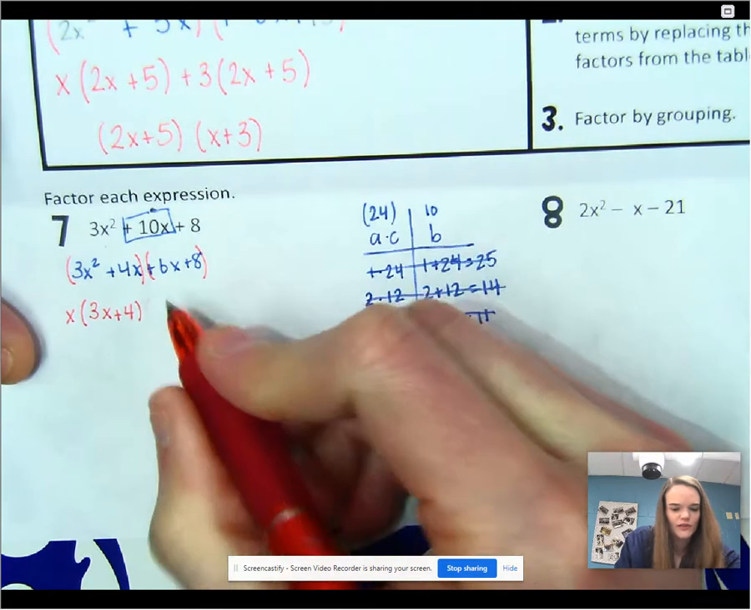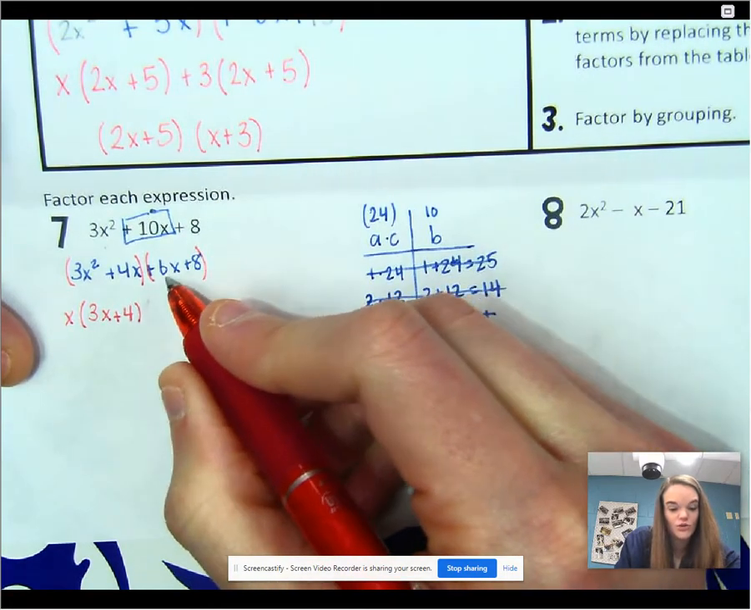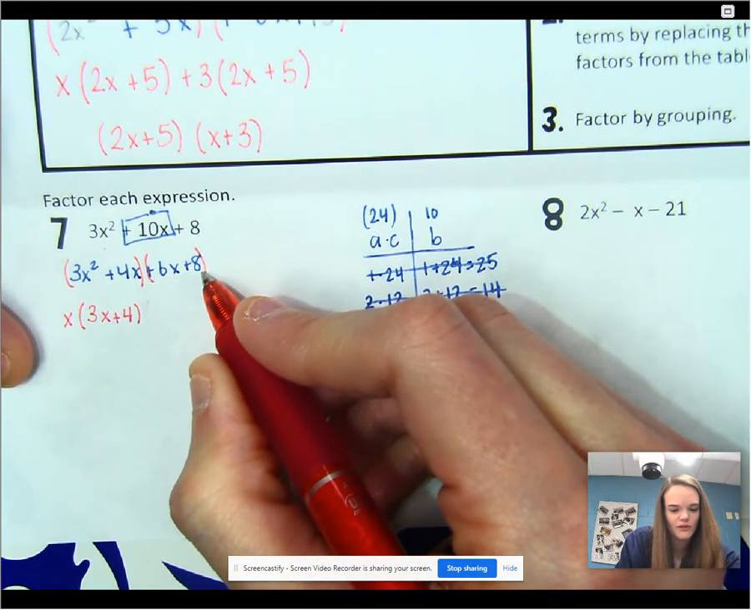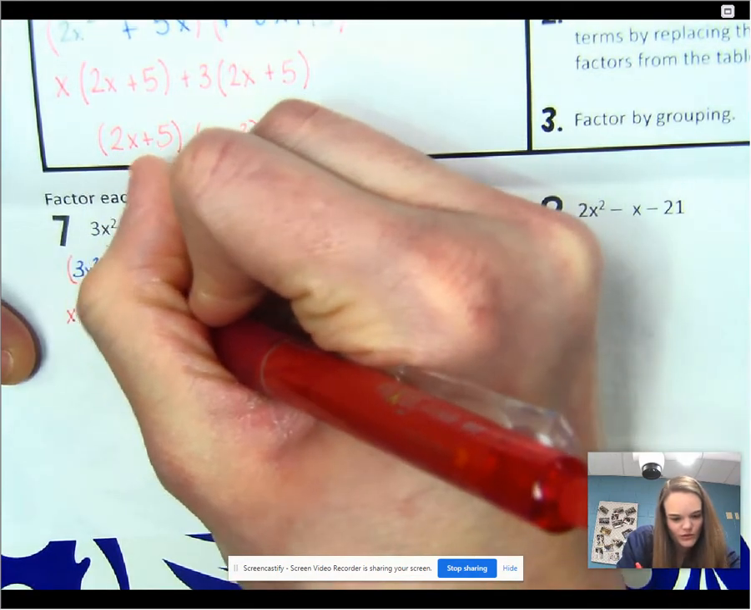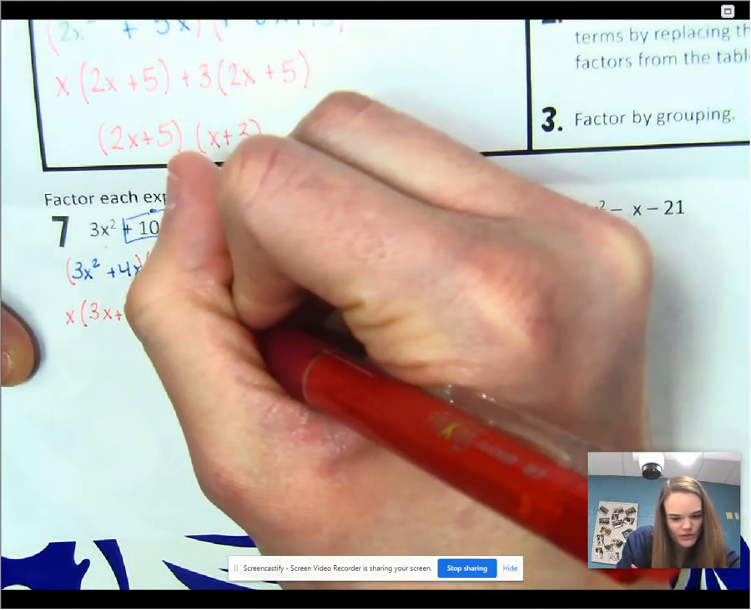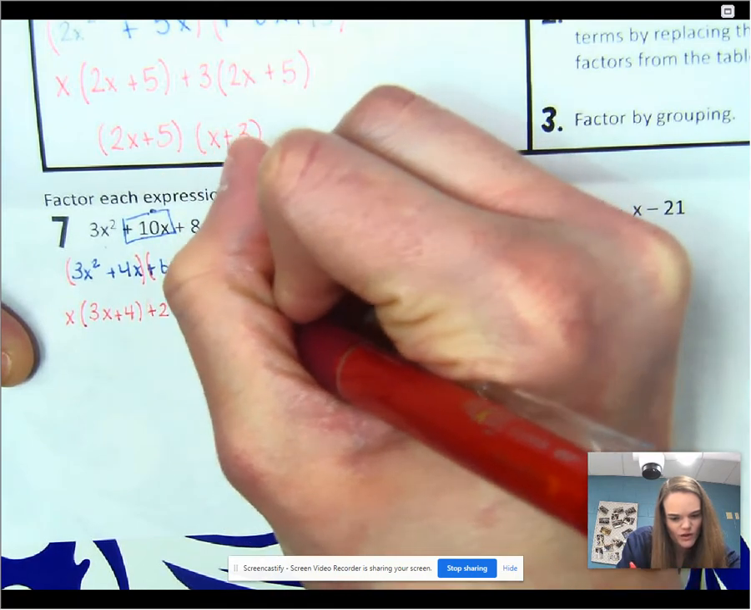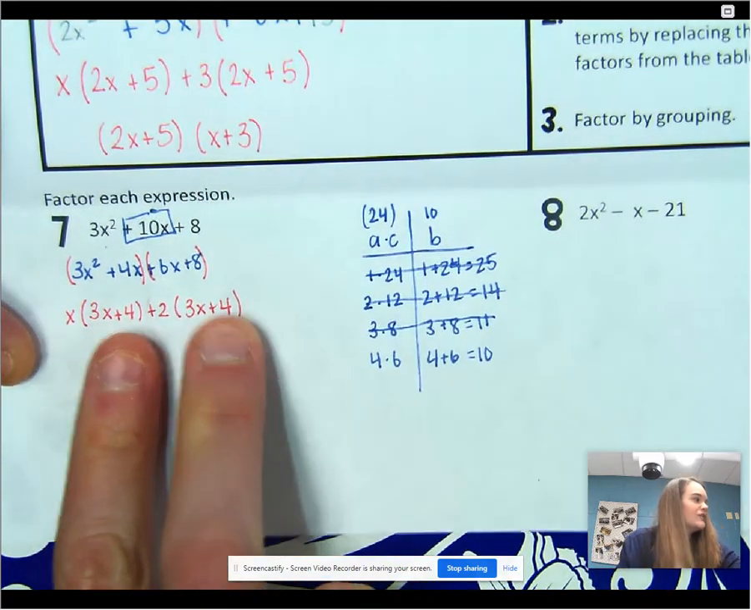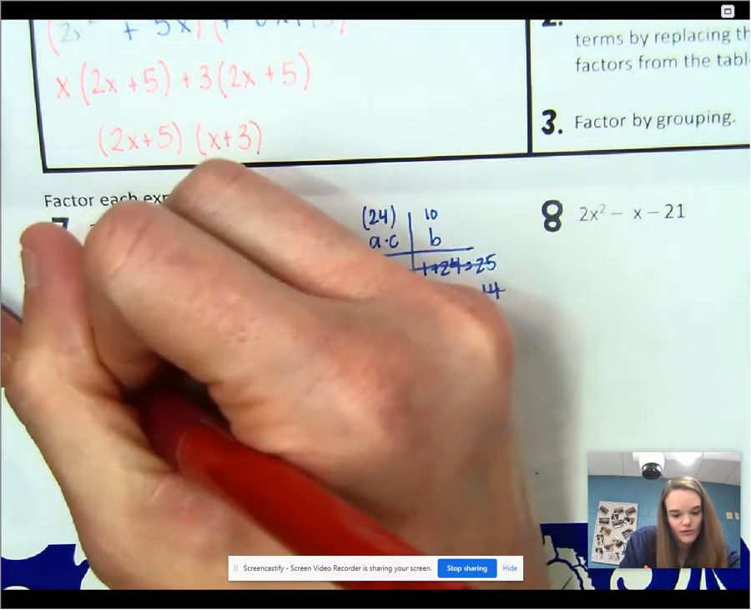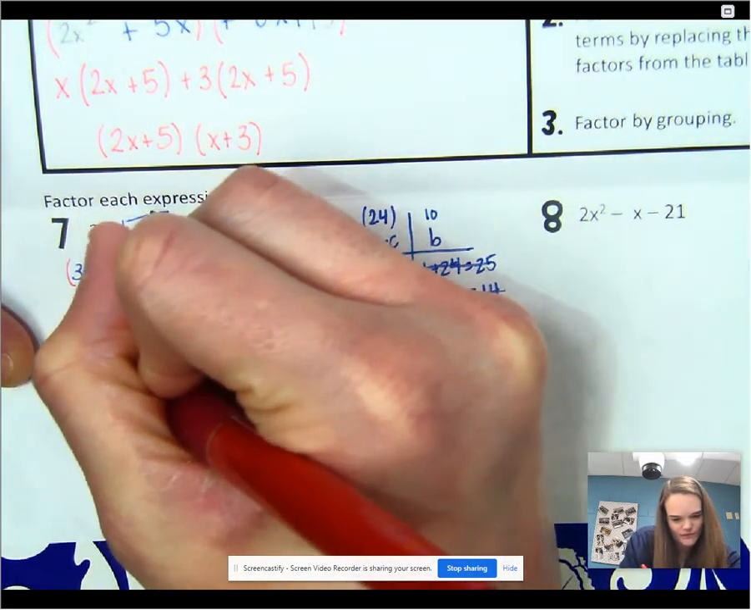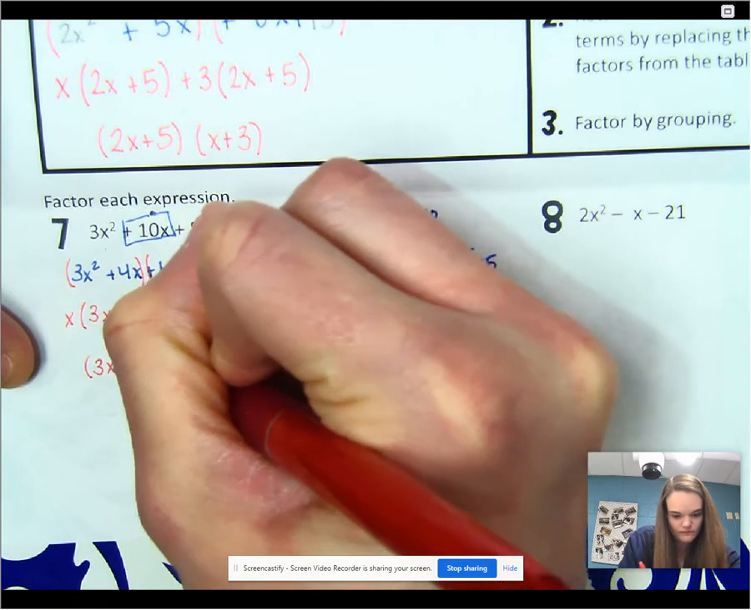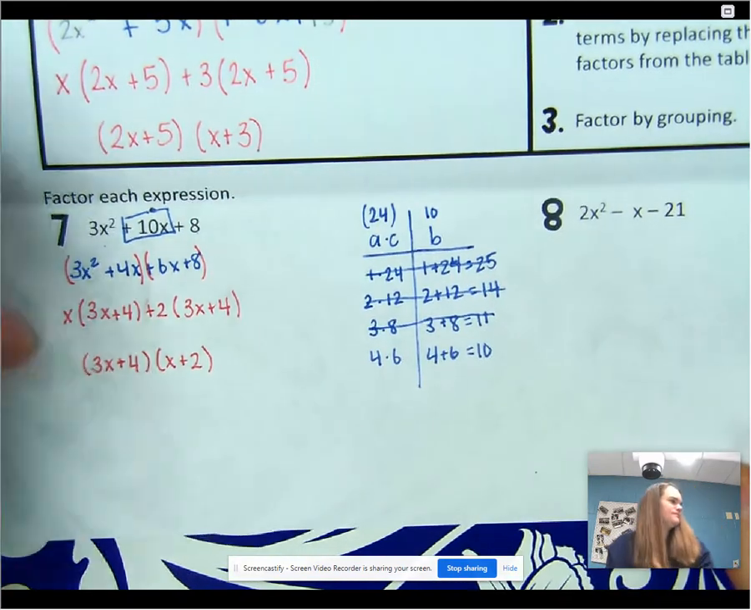Okay. Now 6 and 8. 2 will come out of 6 and 8. Is that the biggest? Yeah, 2. So plus 2. 6 divided by 2 is 3x. 8 divided by 2 is plus 4. And they match like they're supposed to. If they don't match, we haven't pulled enough out. So 3x plus 4, x plus 2.